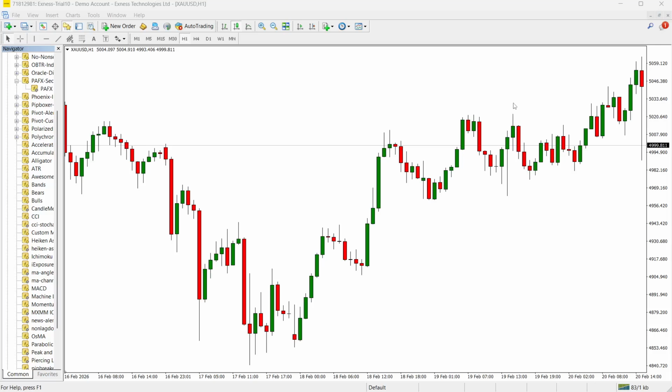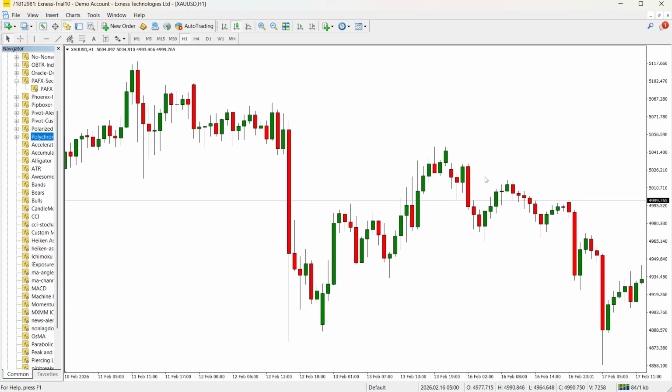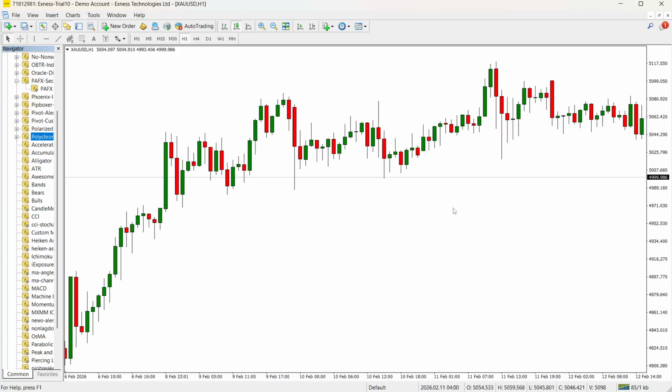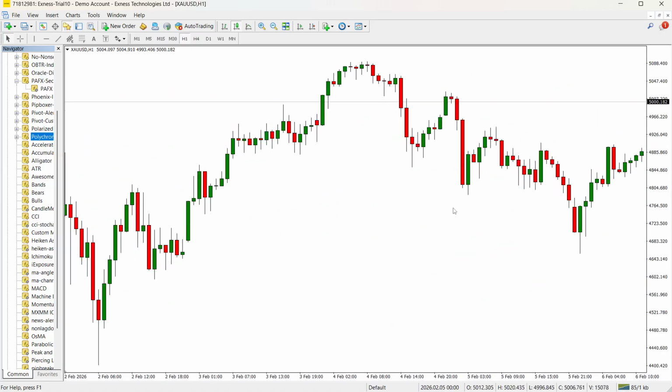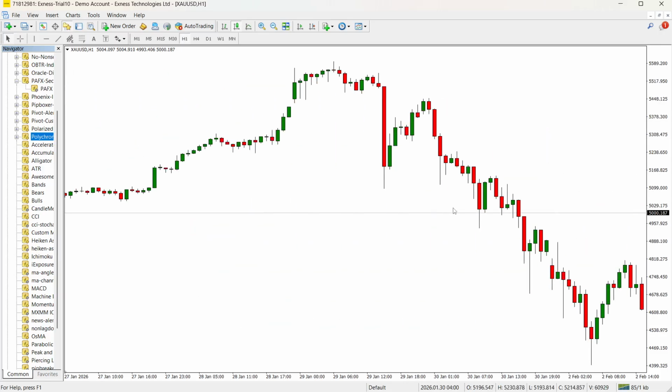Hello traders. In this video, we are going to be looking at the PAFX Secret Indicator for MT4 and MT5. We'll look at how this indicator plots its histogram and divergence trend lines in a separate window and what those visuals imply about bullish and bearish conditions.